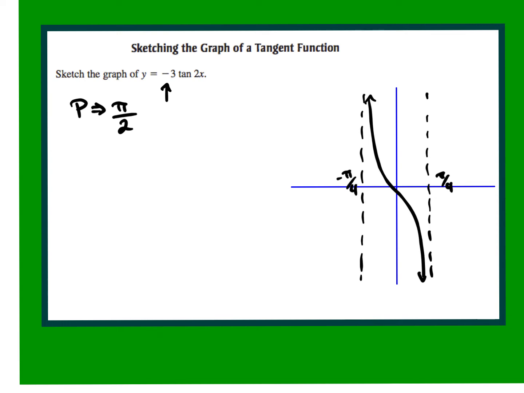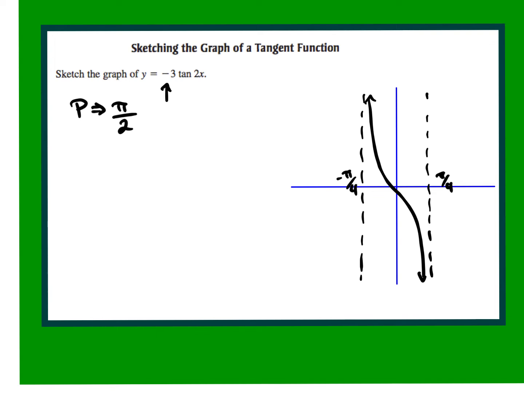Now, what does the 3 do? Let's see if anybody knows. Stretch it? It makes it go faster. Exactly. Remember talking about non-rigid transformations? This is a non-rigid. It just makes it go fast. Pretty good? But it basically looks like the same function.